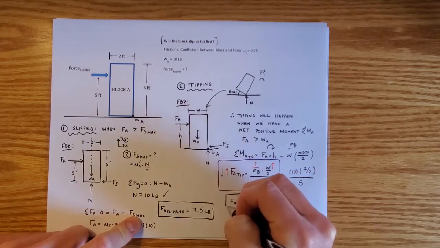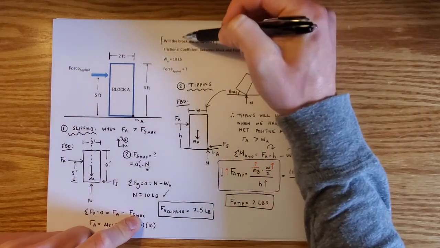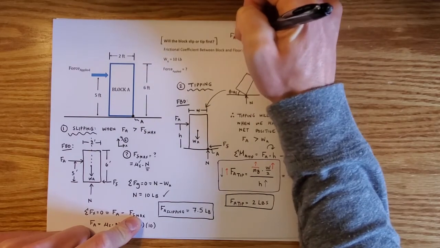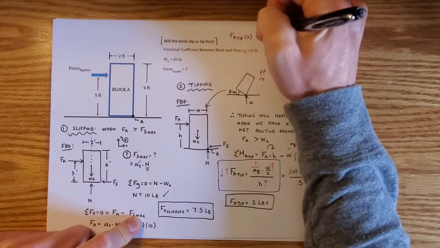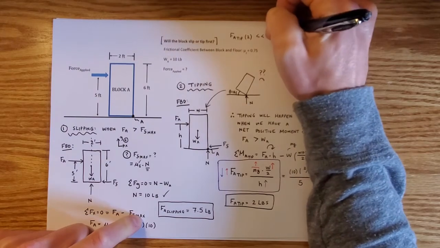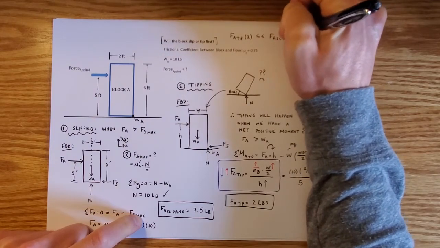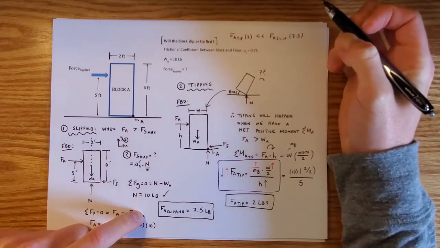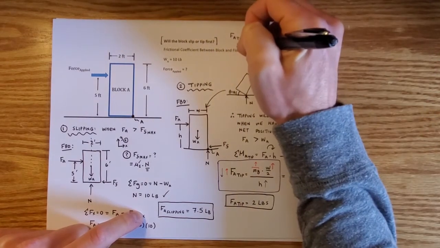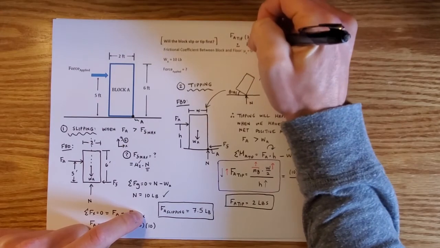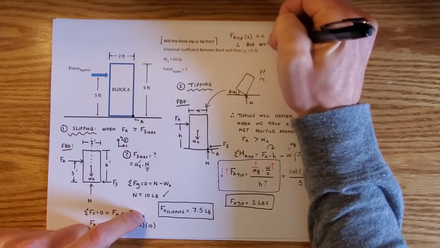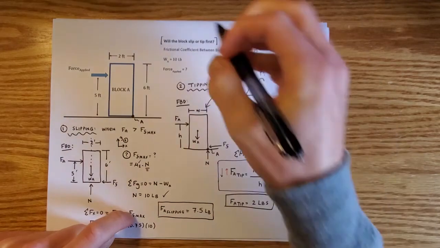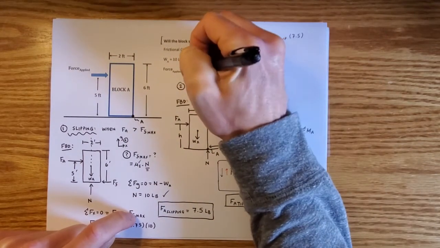So let's go back and answer our main question. Will the block slip or tip first? What we can see is that FA tip, which is 2, is much less than FA slip, which is 7.5 pounds. So our box is going to tip. And FA, maximum that can be applied, is 2 pounds.